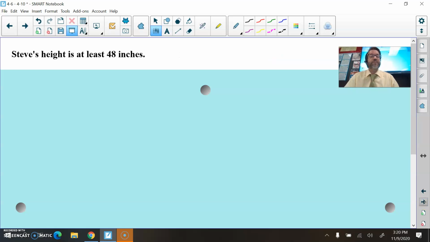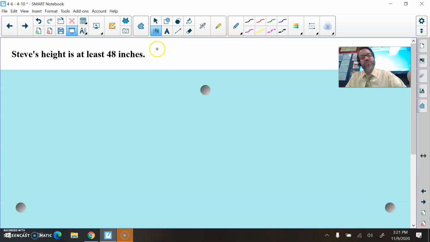Let's look at some more here. Steve's height is at least 48 inches. So Steve could be 48 inches tall exactly. Can he be under 48 inches? Nope, he has to be at least 48 inches tall. Could he be more than 48 inches tall? Yeah, he could be. It's kind of like that example at Valley Fair where your height has to be 48 inches or more to be able to ride safely on the roller coasters.